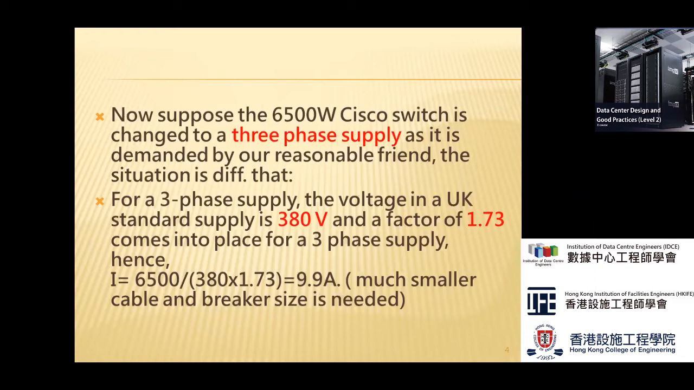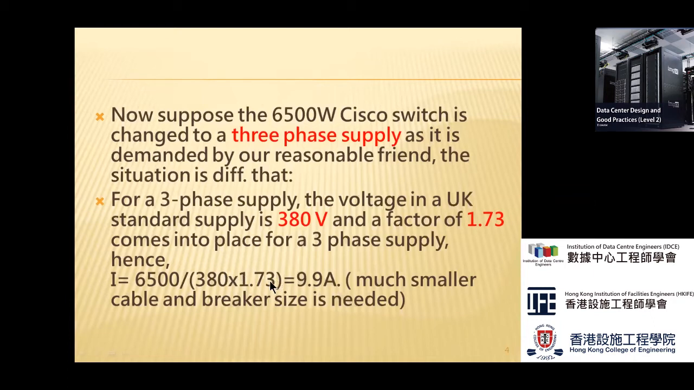So the situation can be different. For three-phase supply, the voltage in the UK standard supply is 380 volts, for example, and based on a factor of 1.73 for the three-phase root mean square value. So in this case, our formula might have changed to the current I equals the power 6,500 watts divided by the three-phase voltage 380 volts times a factor of 1.73.